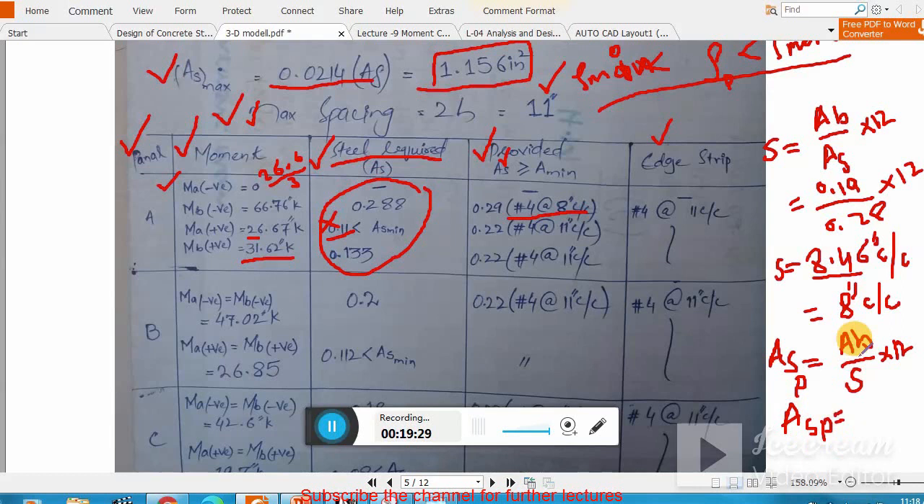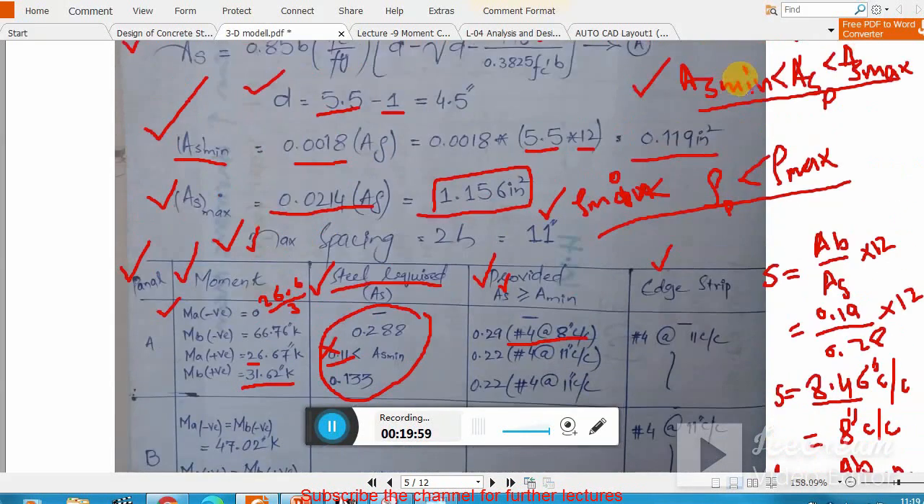Let me calculate it. Area of bar is 0.1975 something times 12, divided by spacing, that is 8 inch now. Okay, so it will give me 0.29. So this is now my provided steel. Remember, it has an effect. Okay, 0.29 and 0.28. So right now my As provided.